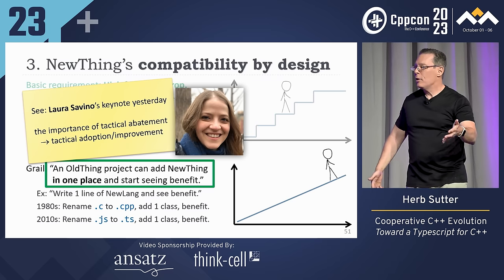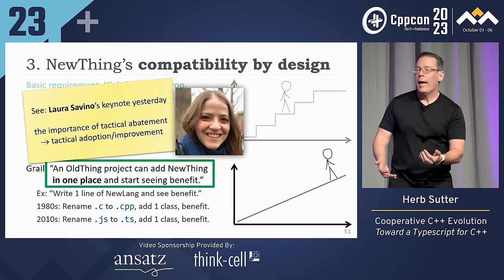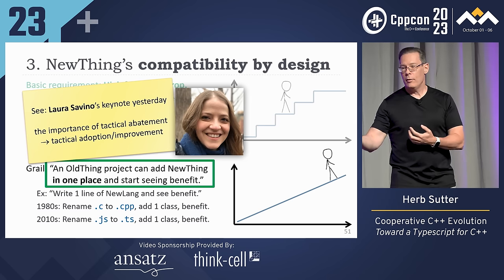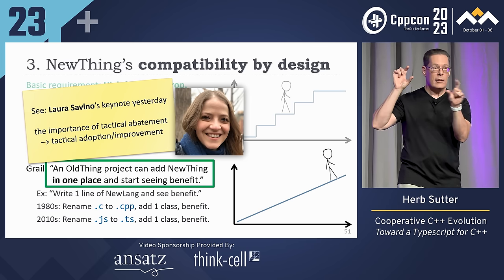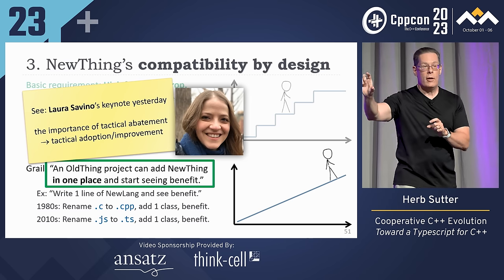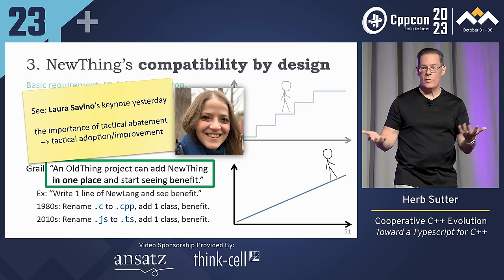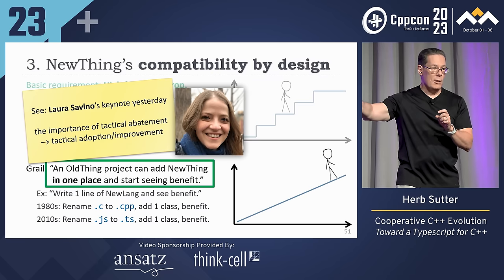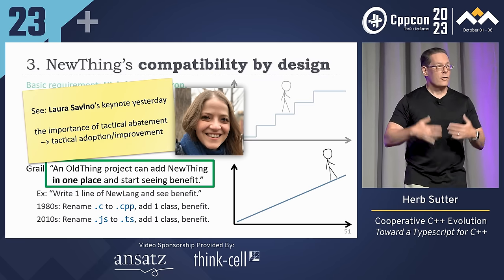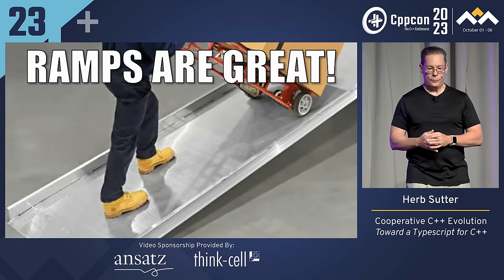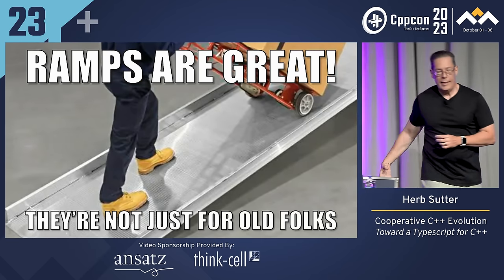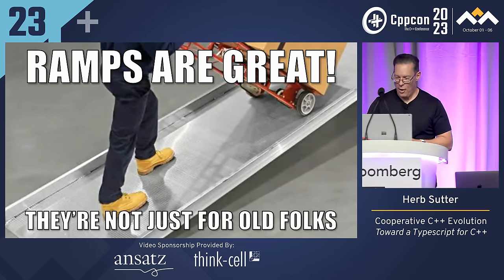It is exactly a use case for why it's important, as we do a major evolution, to be able to tactically change one function, rewrite one function in the new syntax to get bounds checking by default and safety, and start seeing benefit. That's why this is so important. I love this slide, so I show it every time at this point.